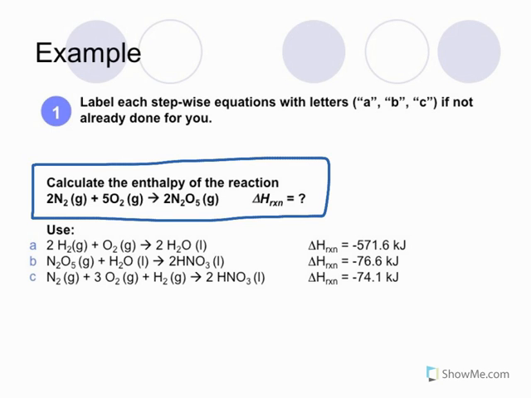First thing you do, label each stepwise equation A, B, C, D, and so on, if it's not already done for you. And that's going to help you keep track of the manipulations of these reactions as you do the problem.